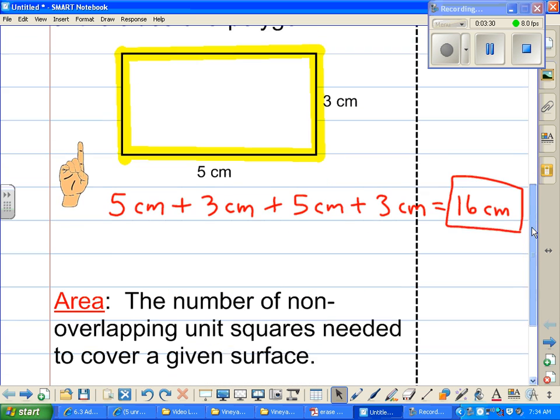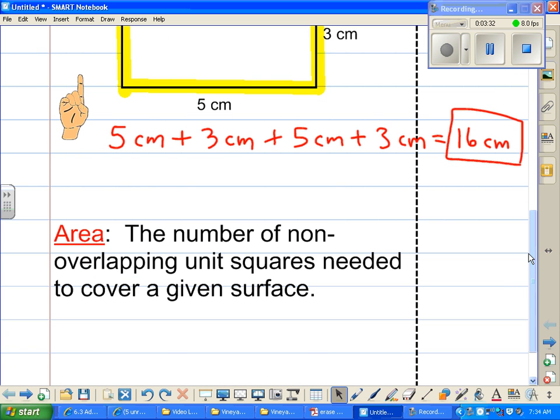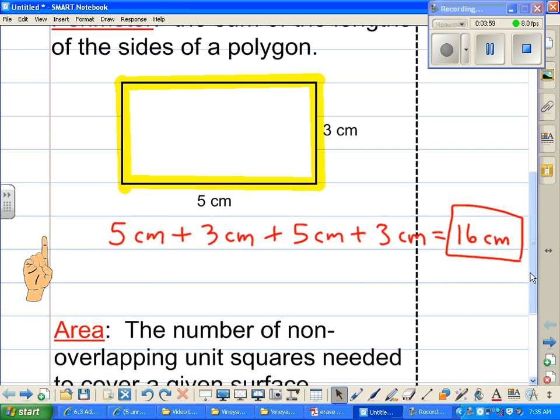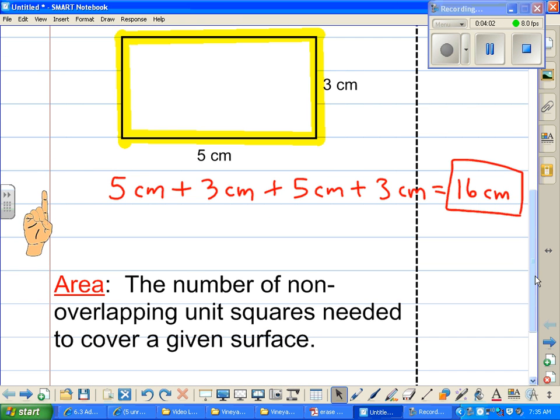Okay, scrolling down, area. The area is the number of non-overlapping unit squares needed to cover a given surface. This is the official textbook definition of an area. Let me take a moment right now to pause the video to copy down this definition as well. I do recommend you copying down this example in your notes. This is what I'll be looking for tomorrow as well. You can do that right now. Pause the video, and then play it when you are done.